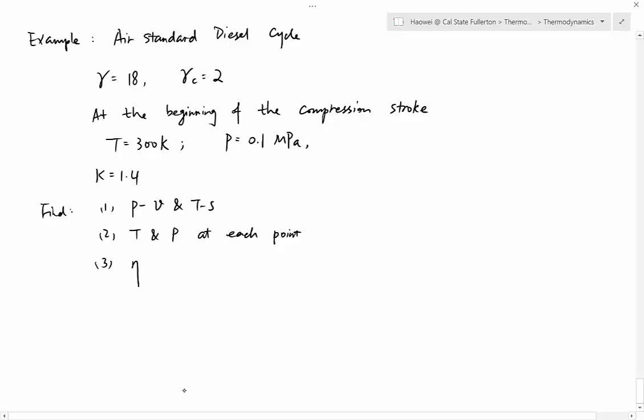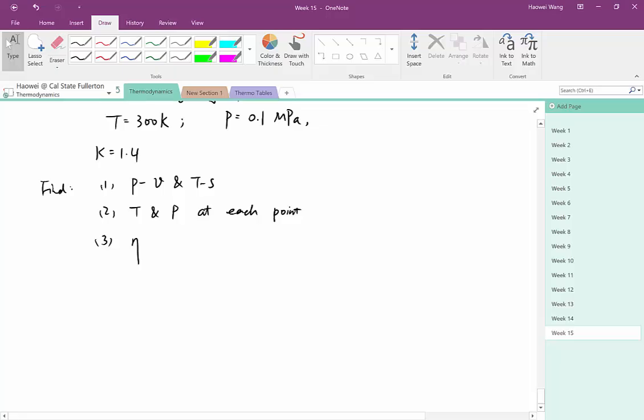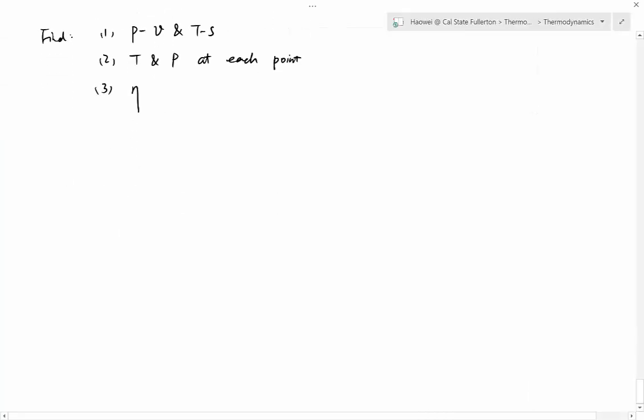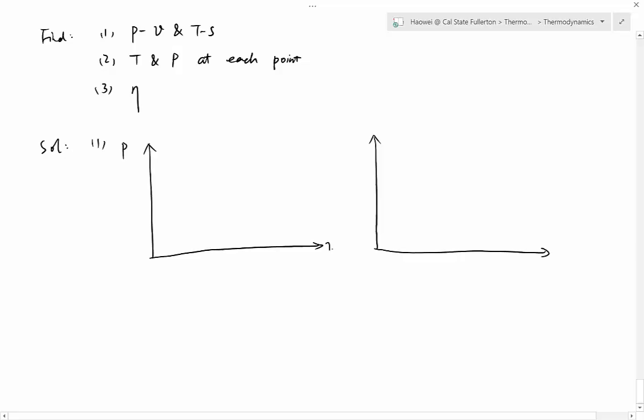Part 1 is actually the easiest one, because when you sketch the two diagrams, nothing changes from what we did earlier. Since there's no phase change, nothing changes. So what you can do is just copy and paste. You can just copy that from our notes. 421, 122, 223, and 324. 122 is isentropic, 324 is isentropic.